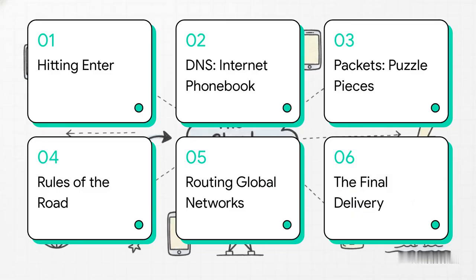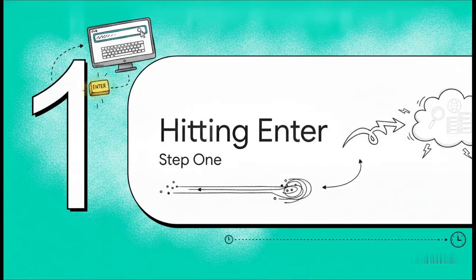1. Hitting enter. 2. DNS, the Internet Phone Book. 3. Packets. 4. Rules of the road. 5. Routing the global network. And finally, 6. The final delivery. Let's jump right in. All right, section 1, hitting enter.